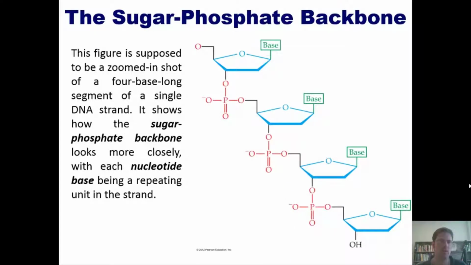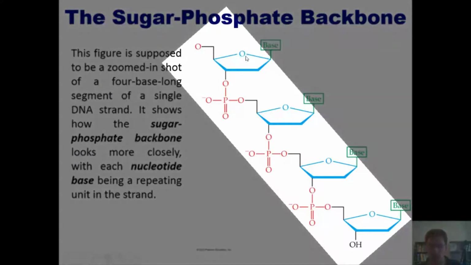So this figure is supposed to be a zoomed-in shot of the 4-base-long segment of a single DNA strand. It shows how the sugar-phosphate backbone looks more closely, with each nucleotide base being shown up here in this cute little green box as a repeating unit in the strand. So this is, once again, the sugar-phosphate backbone that was depicted as a ribbon in the previous slide.